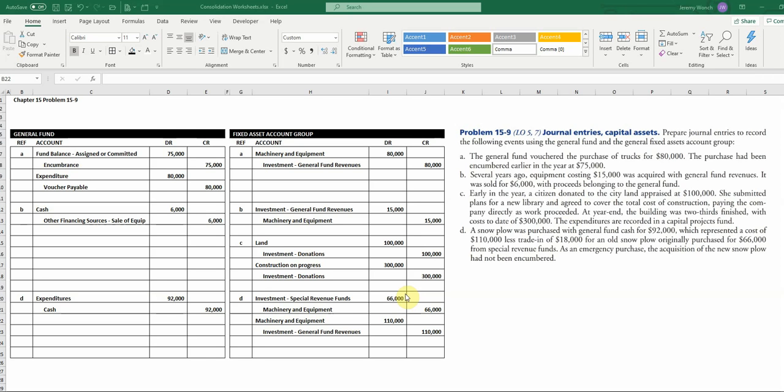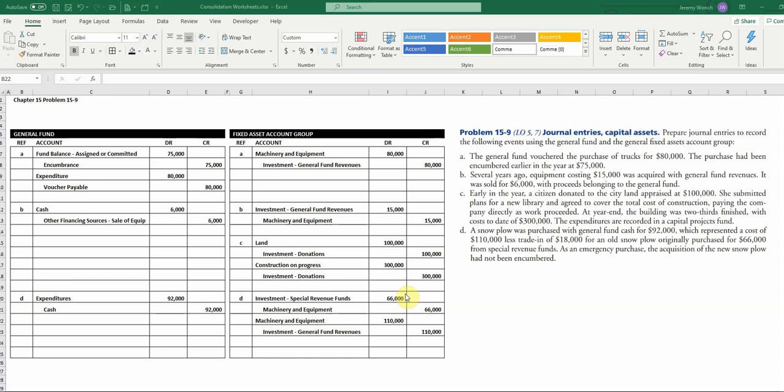On the first one, part A, it says the general fund vouched the purchase of trucks for $80,000. The purchase had been encumbered earlier in the year for $75,000. When something is encumbered, it's kind of like a purchase order. That's just the government saying, hey, we've had approval to buy something, so it wants to record that just to know that those funds are spoken for.